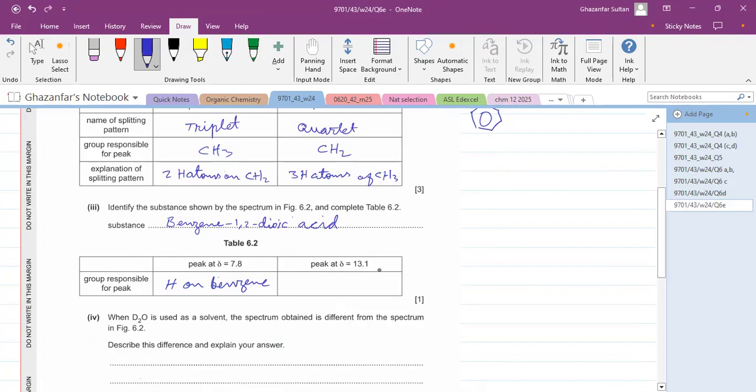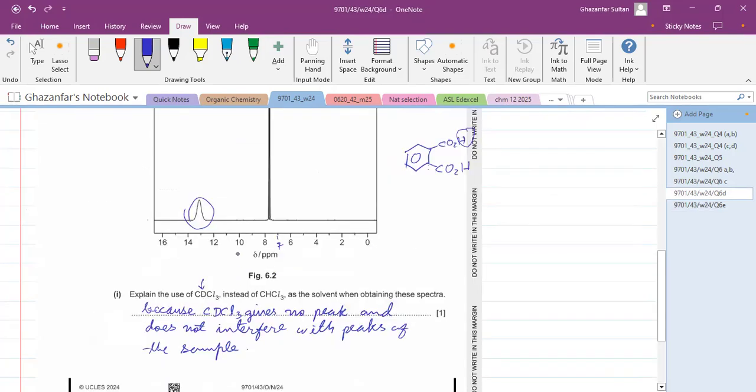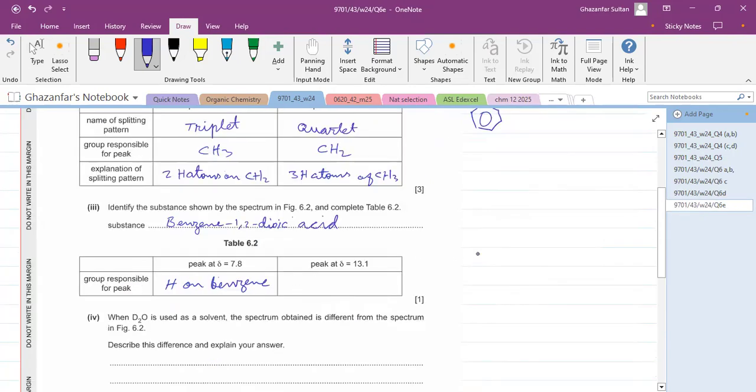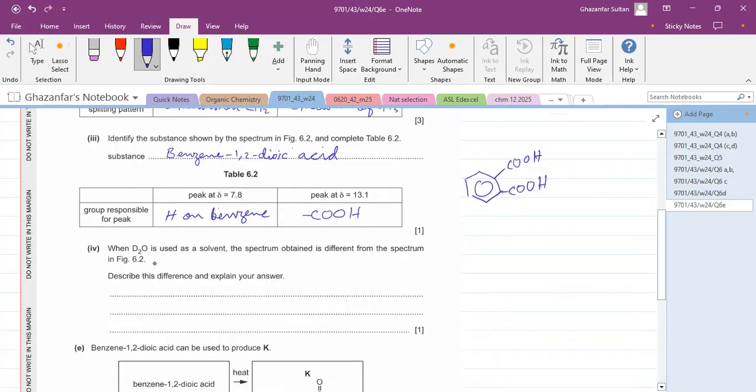And the peak at 13.1 is due to the carboxylic group. As on the benzene ring, 2 carboxylic groups each have a hydrogen, and the spectrum was taken in CDCl3. So that's why these hydrogens would be there. So it is due to COOH. You can write carboxylic acid as well.